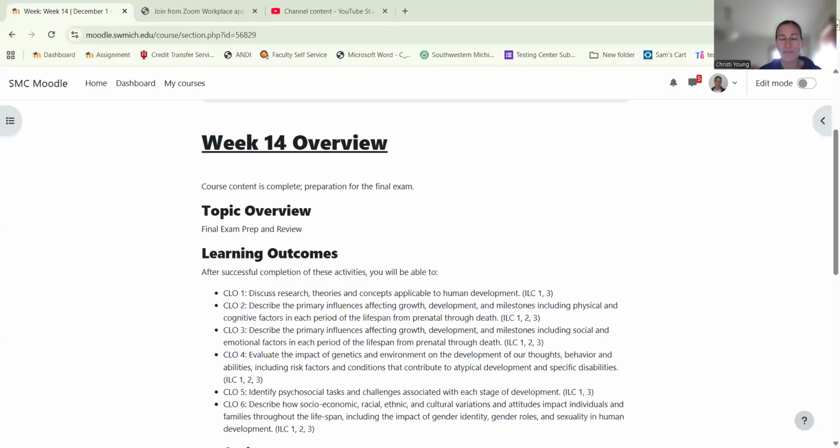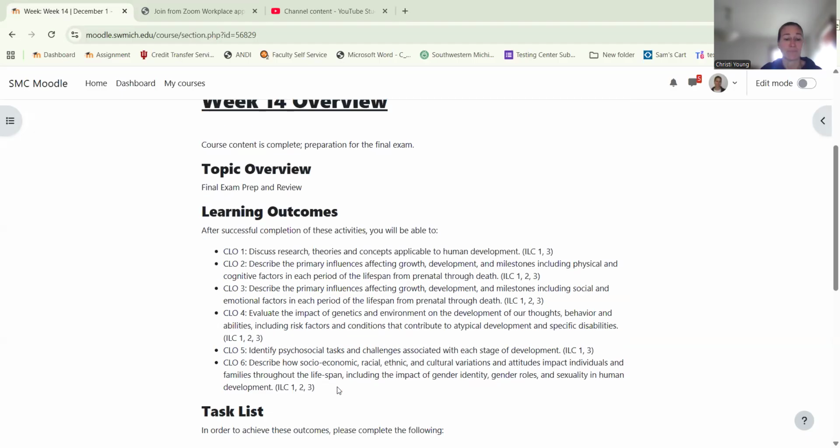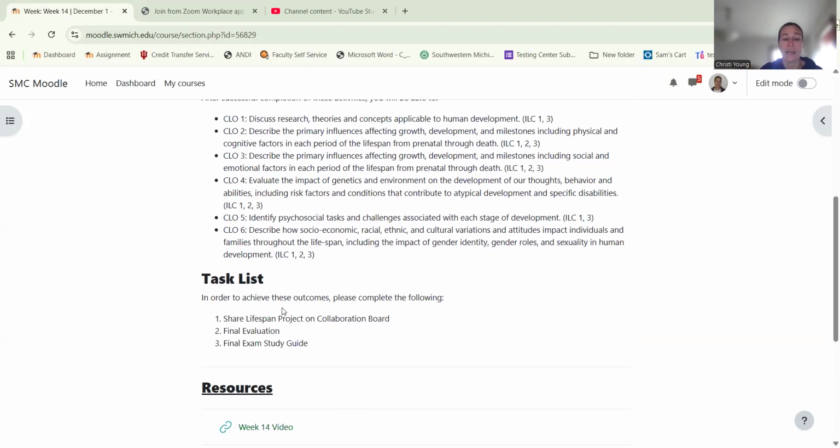Here we are, week 14, the week before the final in human growth and development. So this week, your job is simple. It is to prepare for the final exam and to take the first portion of the final exam, which is the short answer portion. As you can see, you have that due date this week, but I put the post in last week to post your project to the collaboration board.